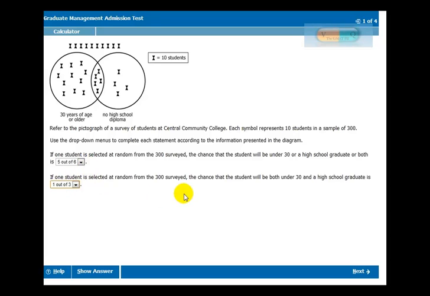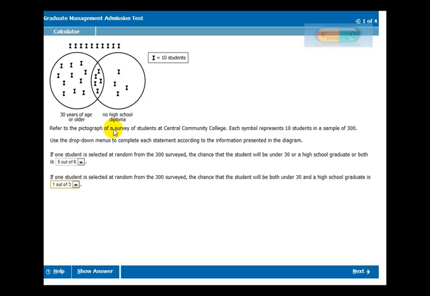So again, this is a graphics interpretation question for integrated reasoning. You're given a graphic here and you're asked, how do you analyze this graphic? You're given information and you should be able to spot that this is a Venn diagram. They try to trick you here by giving you the label 30 years of age or older, but really they're asking you, well, what's under 30?